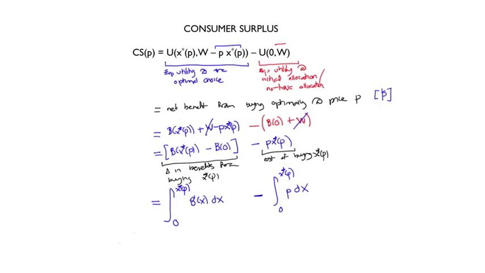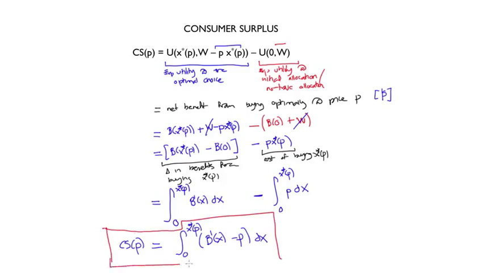Now, by the basic linear properties of the integral that you learn in calculus, we can bring the two terms together into a single integral and write the following: the consumer surplus at p is equal to the integral from 0 to the demand of b prime of x minus p dx. This is a very important formula that you should commit to memory, because you're going to use it in many, many problems in this unit and beyond.